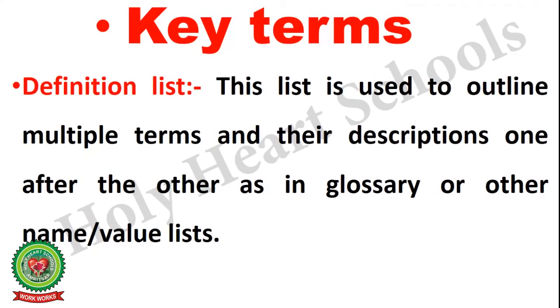Now next is definition list. This list is used to outline multiple terms and their descriptions one after the other, as in the grocery or other name value lists. It means, suppose you want to write your heading part separately, rest of the text, then we will use definition list. Like now we are doing defines and terms on copies, and every time we are writing our term separately from the define. So definition list is used to write the data separately from rest of the text.